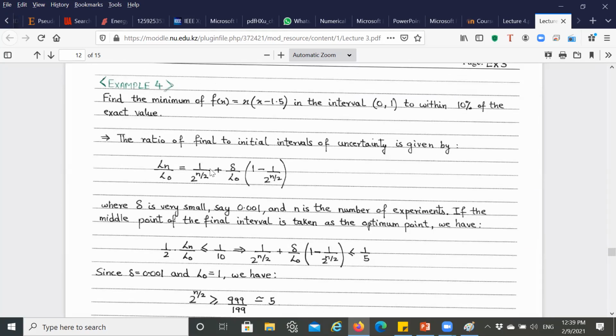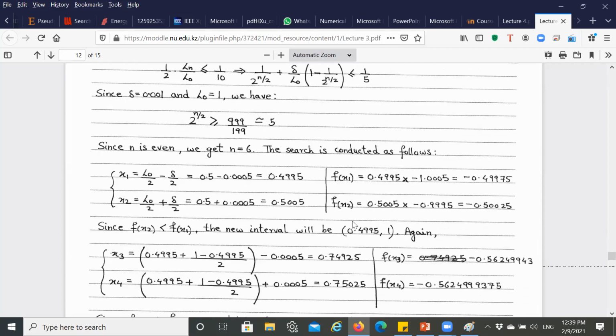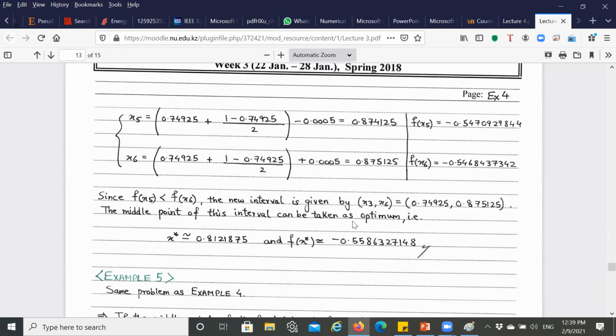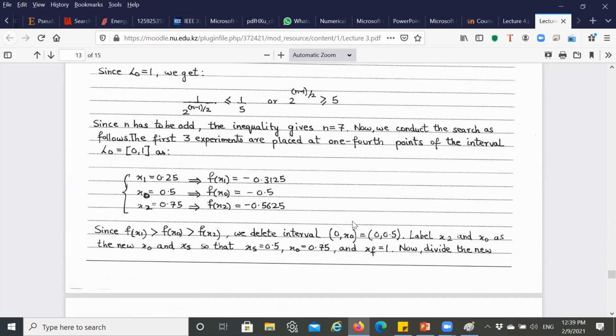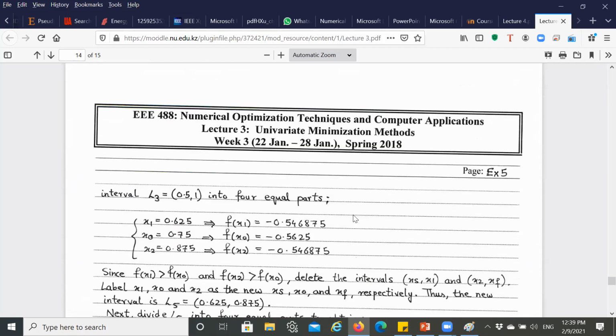What is this? 10% of the exact value. Well, okay, good. So work this out. Okay, I've solved everything for you over here. And let me look at this. Okay, this also, I have told you how to find this.